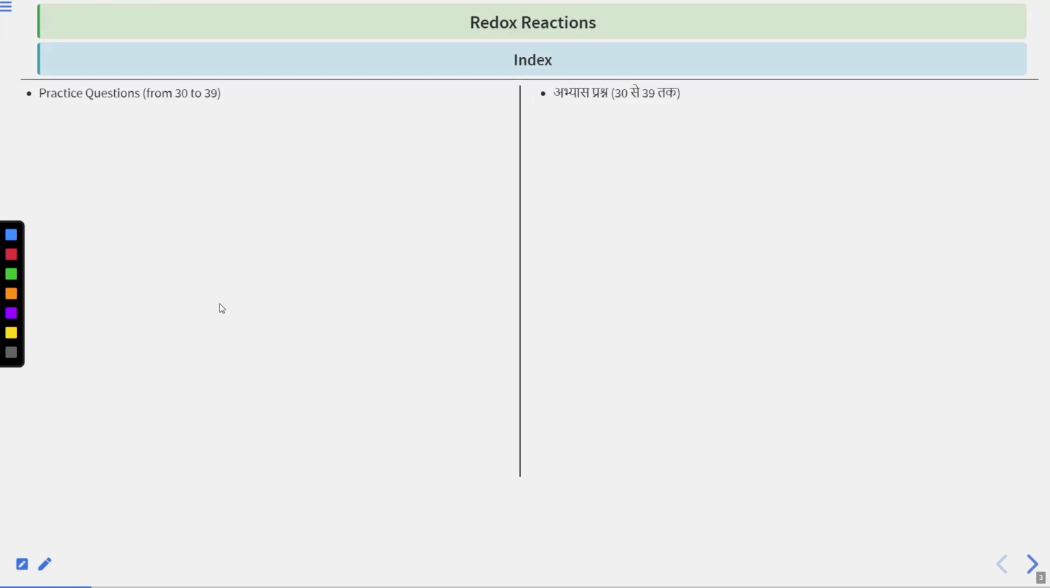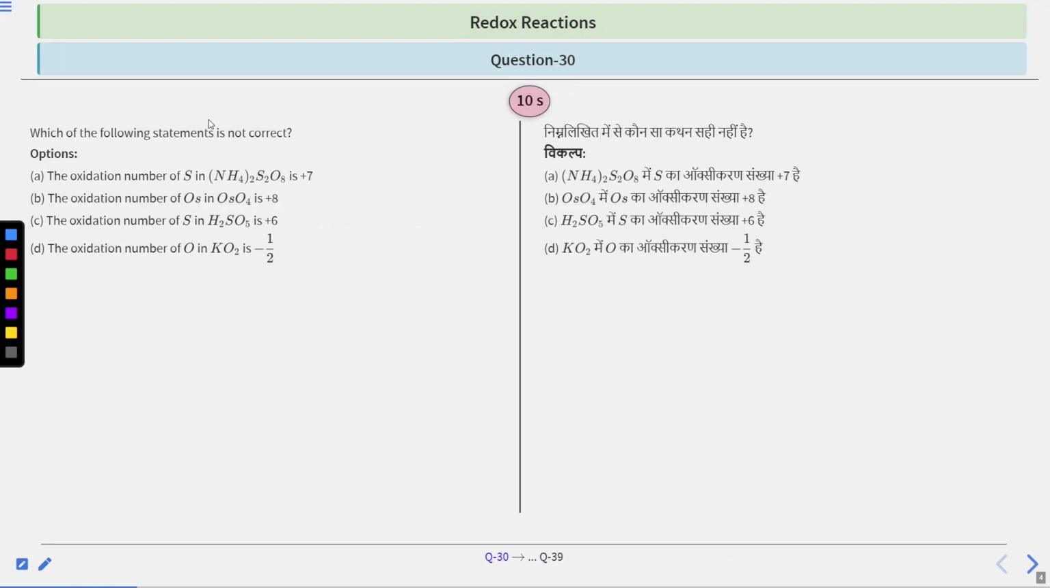Okay. So these are index slides and we are going to see some practice questions from question number 30 to question number 39. Let's start with question number 30.